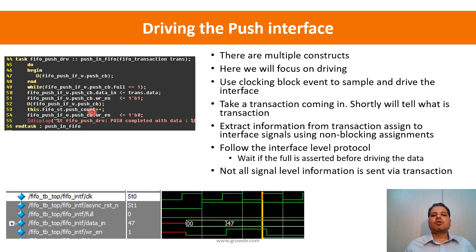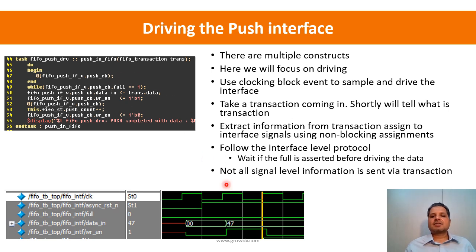And then after driving these, I'm waiting for one clocking event of the clocking block, and I'm incrementing push count in the FIFO state. So what is this FIFO state? We will see this. But this FIFO state incrementing will help activate the pop driver. We will be able to see that later. And then I'm deasserting my write enable signal to 0. So this is what I'm doing.